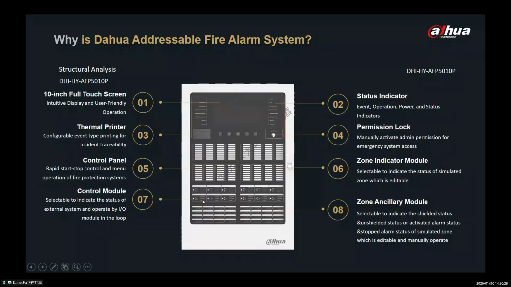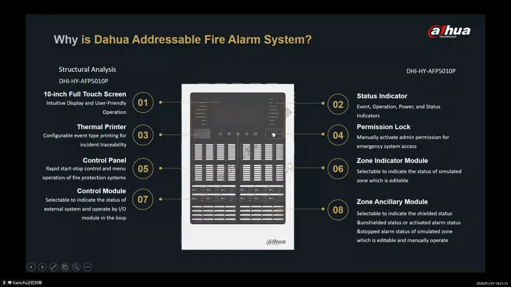And for the control module here, we actually have 3 kinds of control module. The first one is selectable to indicate the state and external system operation by I/O module in the loop. And it is the state indicator here for event operation, power, and similar. And the permission lock, it is a new 8 lock. It is for some emergency situations where we want to operate as an administrator. So you can just switch the lock to get permission to make the administrator operation.